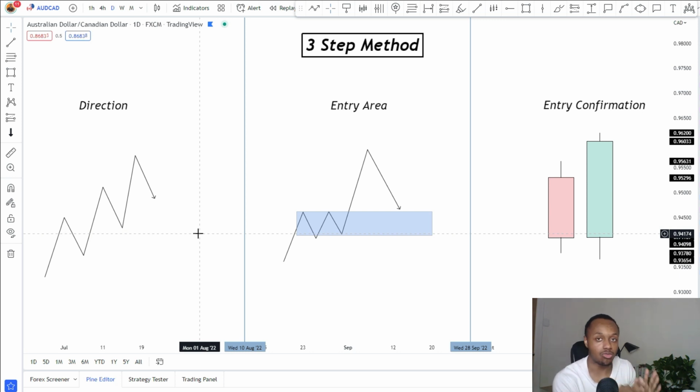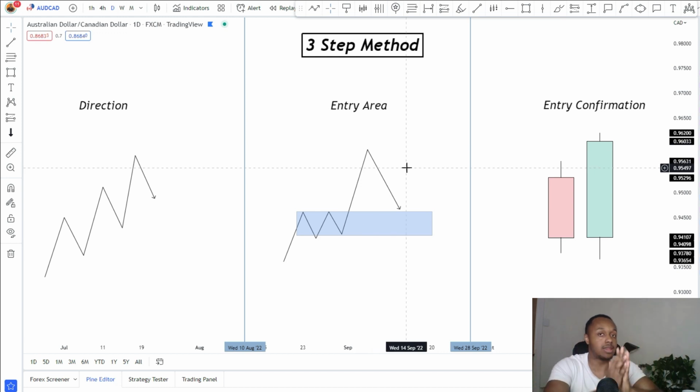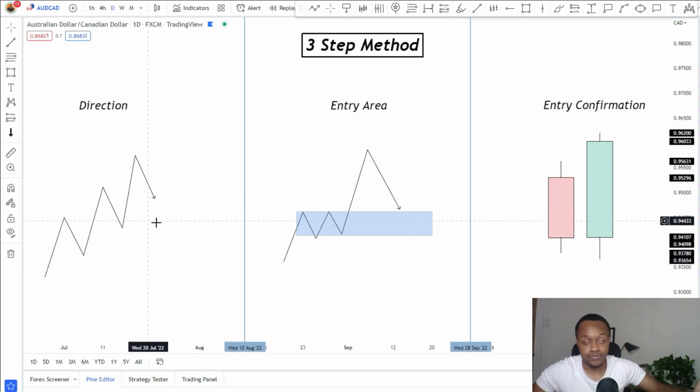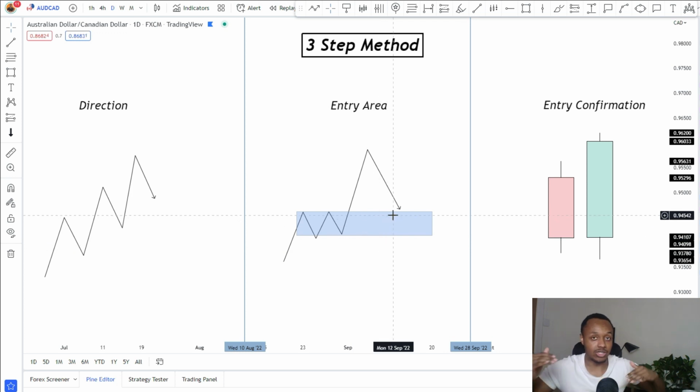And again, you don't necessarily need 3 time frames. You could use 2, or even just 1. For example, you can use the daily for direction, and then combine your entry area and entry confirmation and just use 1 time frame. So if I have a bullish bias here on the daily, higher highs and higher lows, I can drop to the 4H time frame, work on an area of interest, and then simply use the 4H candlesticks to enter the trade and trade it like such.